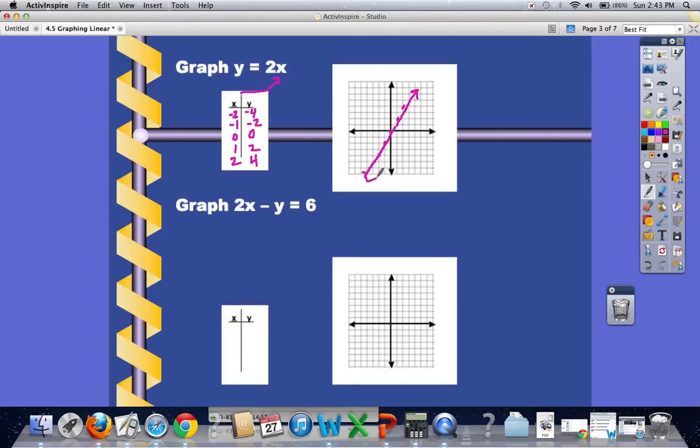Okay? So the question was, is this linear? And yes, it made a straight line. So yes, this is linear.